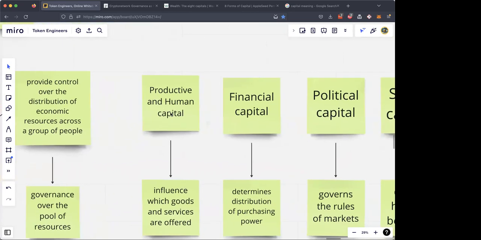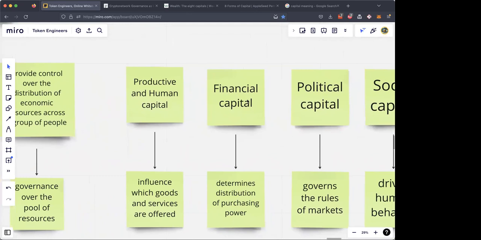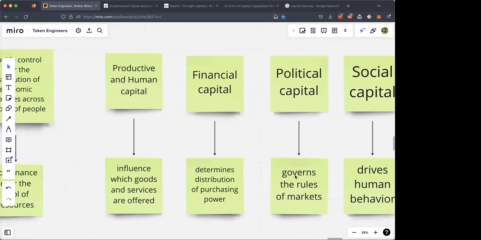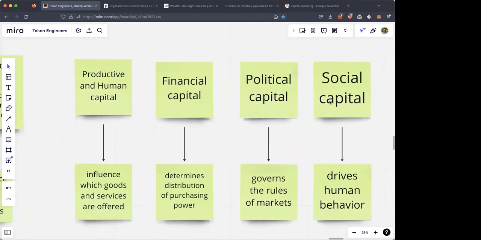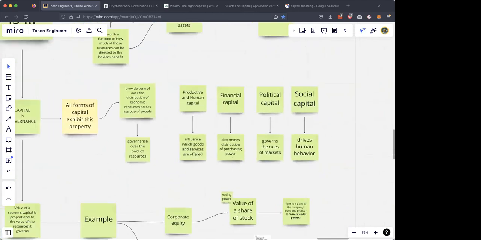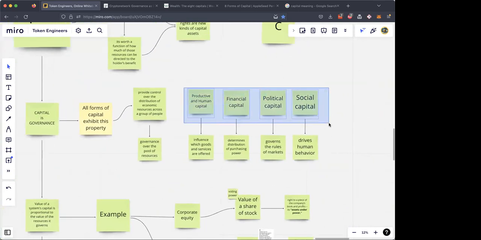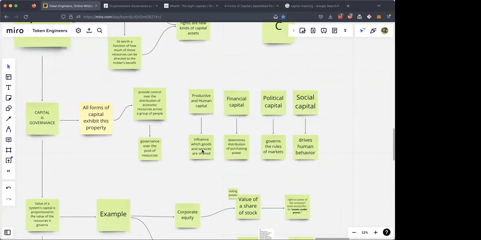Examples: productive and human capital gives you influence over which goods and services are offered. Financial capital, you determine the distribution of purchasing power. Political capital, you govern the rules of markets or whatever else. Social capital, this drives human behavior. So all these different types of capital have governance power over these pools of resources.